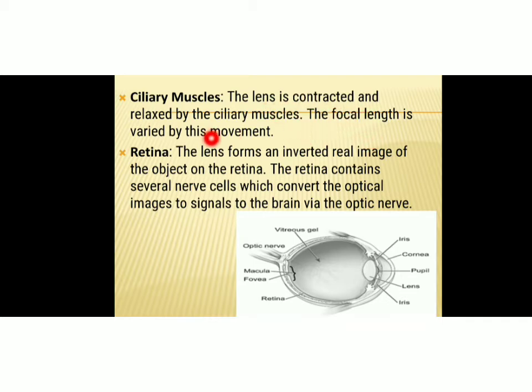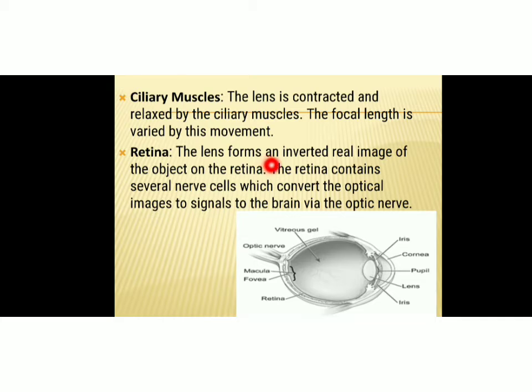The lens is contracted and relaxed by the ciliary muscles, and in doing so, the focal length of the eye lens is also changed. And what is the next part? That is the retina. But first, children, can you see the ciliary muscles here? The ciliary muscles are also located here. The lens is held together by muscular ligaments called ciliary muscles. This is that ciliary muscles. You can see the same figure in your textbook. Just go through the textbook figure, and you can see the ciliary muscles over there. The lens is held in its position by these ciliary muscles.